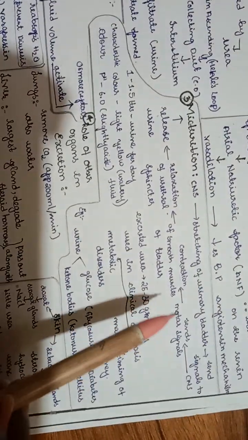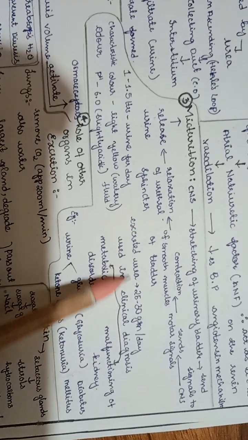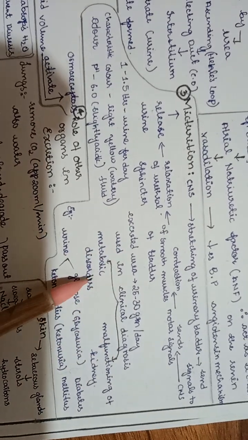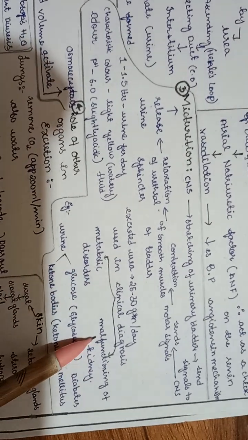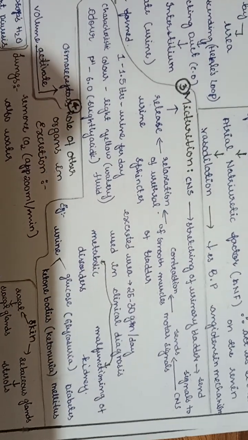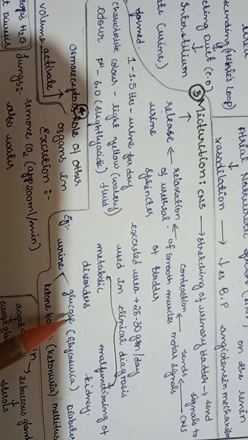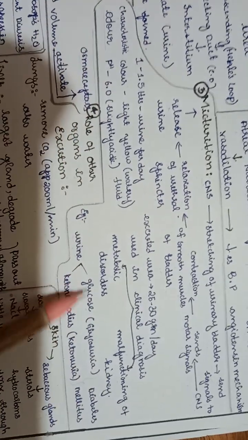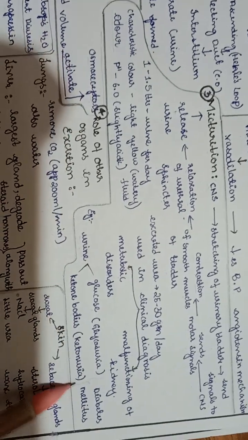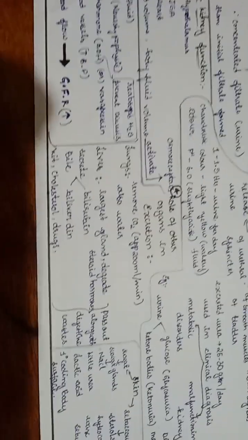And next, we excrete 25 to 30 grams per day. That is, urea is excreted 20 to 30 grams per day and is used in clinical dialysis, like for metabolic disorders or malfunctioning of the kidney, which is done with a sample of the urine. And if urine contains glucose, then it is glucosuria. If it contains ketone bodies, then it is ketonuria. So this indicates diabetes mellitus.